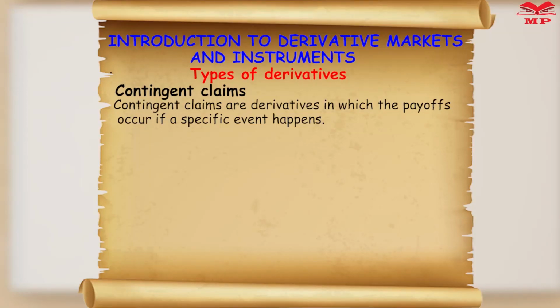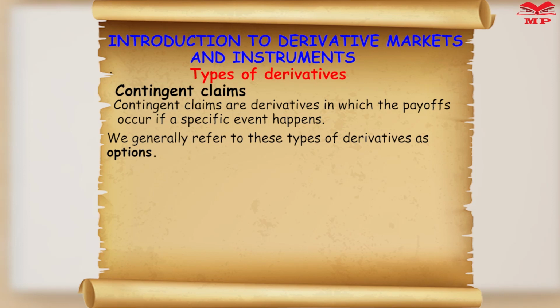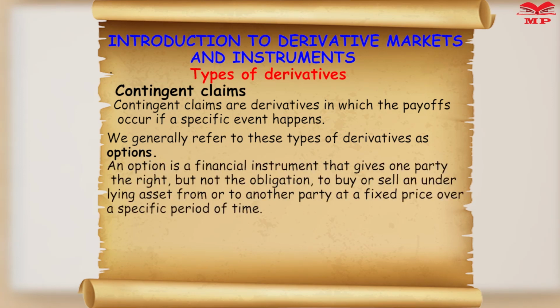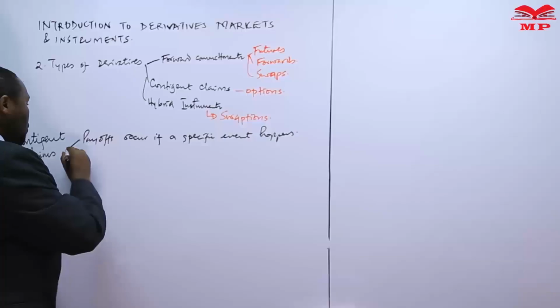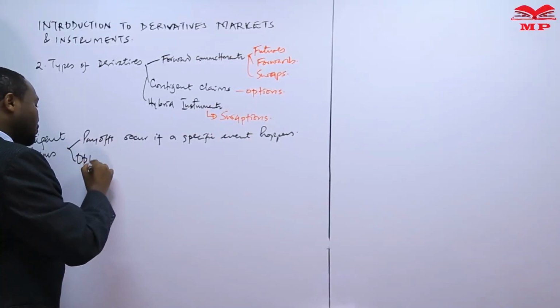What do we mean by this? We refer generally to them by the name option. An option is a financial instrument which gives one party the right but not the obligation to buy or sell an underlying asset from another party at a fixed price over a specific period. So we generally refer to them as options.